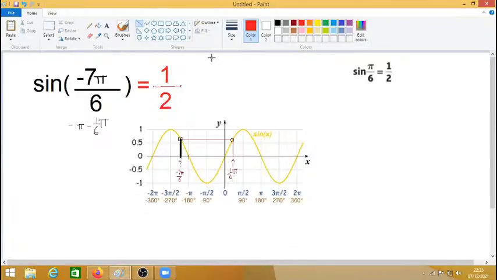And that's an example of where knowing how to use the graph really helped.